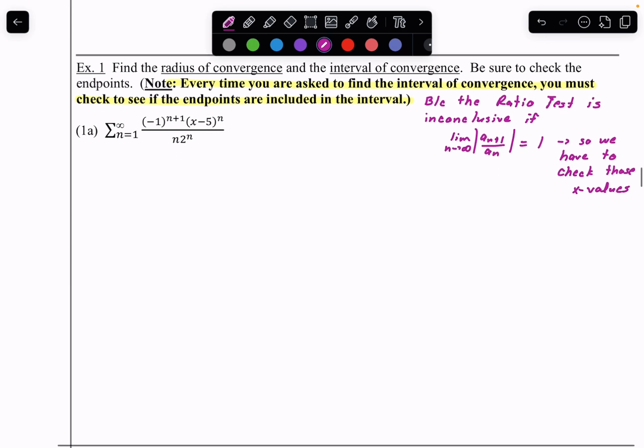So let's do an example. This is a power series. I can see the x minus 5 to the n. I also can tell that this is alternating, but this is not geometric in any way, right? This is not like a p-series scenario. This is a power series. So I'm going to use the ratio test to see where the interval of convergence lies. Now, hopefully you can tell by looking at this that the center is 5. That doesn't mean anything for my ratio test, but it's going to come into play later.